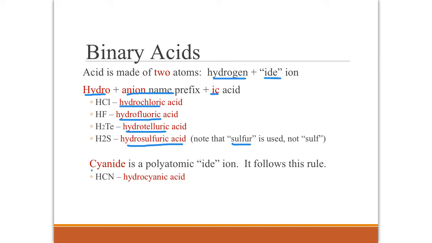Incidentally, cyanide is the polyatomic ion that ends in ide. It's the one polyatomic ion that doesn't end in ate or ite, but ends in ide. So it follows this particular rule, even though it isn't a binary acid because you have 3 atoms in there, but HCN is hydrocyanic acid.